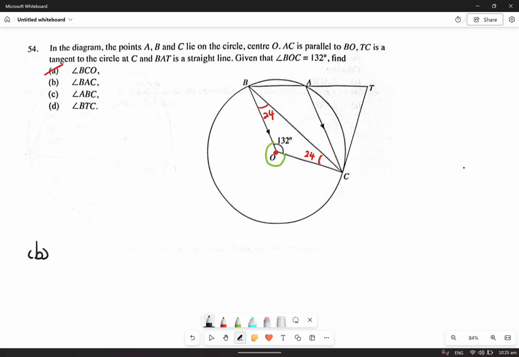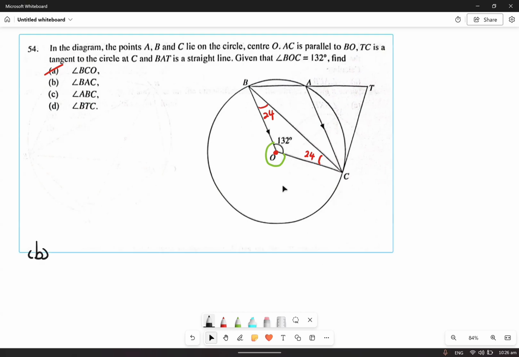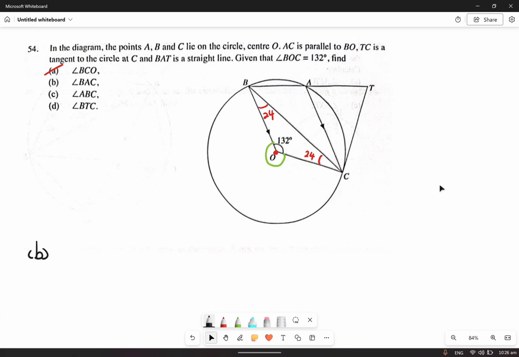So to find that, we have to understand. We cannot memorize, we have to understand. Why is it that I say angle at center is 2 times? Because you can see this is the center, and this part over here is the circumference. Agree so far? So let's find angle BOC first. That is basically 360 minus 132 degrees. Do you agree or disagree? That gives me 228 degrees. Make sense?